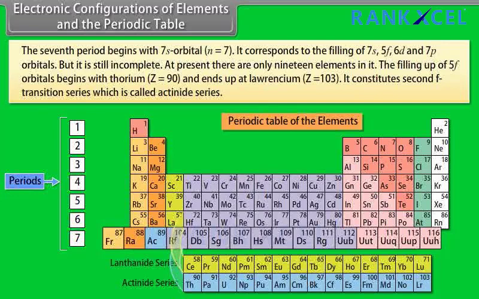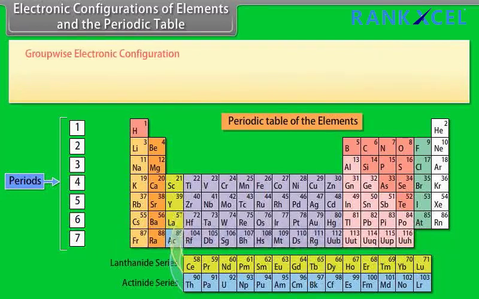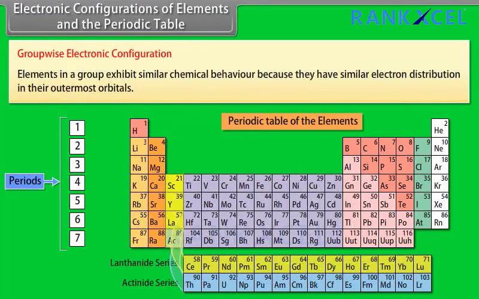The filling up of 5f orbitals begins with thorium, atomic number equals 90, and ends at lawrencium, atomic number equals 103. It constitutes the second F transition series, which is called actinide series. Group-wise electronic configuration. Elements in a group exhibit similar chemical behavior because they have similar electron distribution in their outermost orbitals.